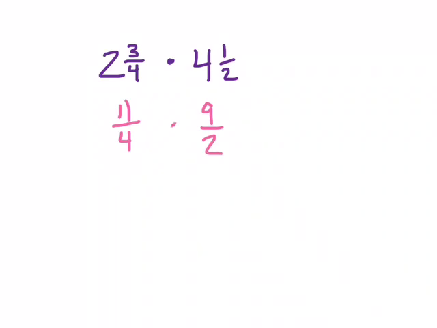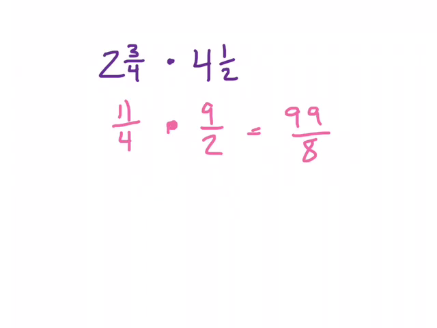I can just multiply. If you remember your fraction multiplication, we're just going to multiply directly across, numerator times numerator, denominator times denominator. And that's going to end up being 99/8.